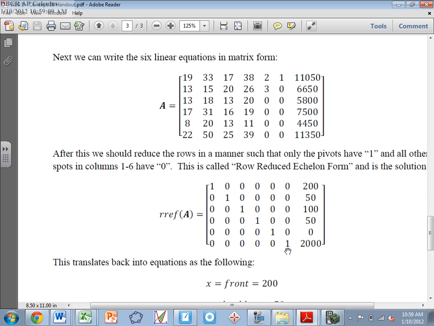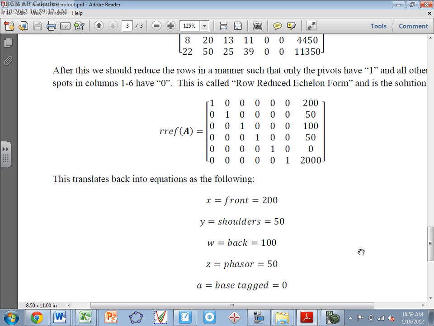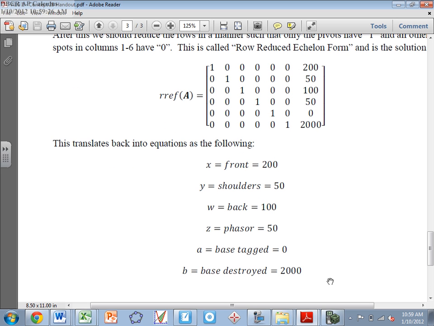So it turns out to shoot in the front was 200. Like we said, it's the hardest to shoot somebody in the front. It's worth the most points. But shooting someone in the gun, in the shoulders, is pretty easy. Those were only worth 50 points. Shooting in the back was worth 100. Shooting the base turned out didn't get you any points at all.